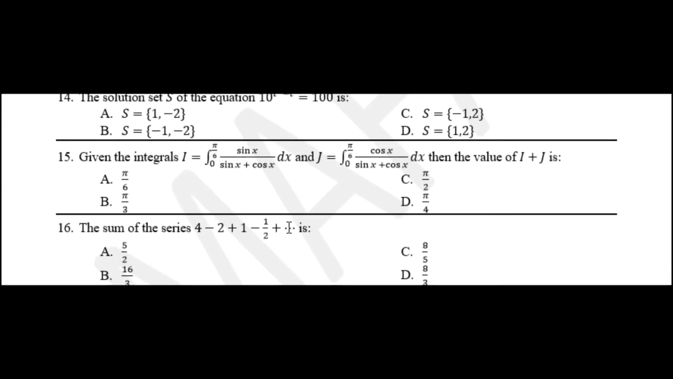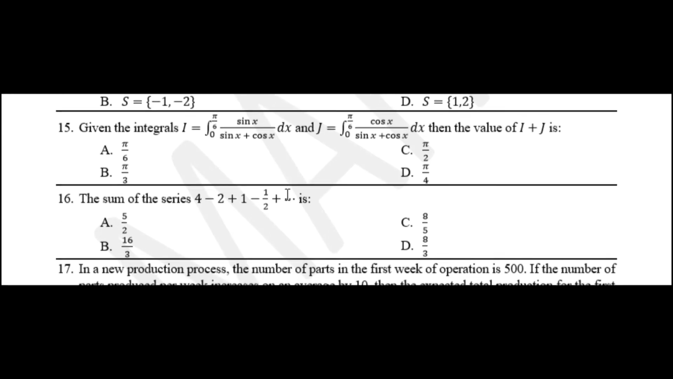Question 15, you have two integrals, then you need to find the value of their sum. Now to sum the integrals, you can just sum the integrands together because both integrals have the same limits. So at the end, since they have the same denominator, you just sum the numerators, and when you sum the numerators, it will be equivalent to the denominator. It cancels and you are just integrating from 0 to pi on 6 of 1 dx, which gives you x. You see, and when you evaluate at pi on 6, automatically you get option A.